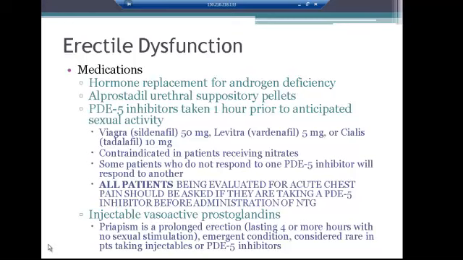And there is a specific note here. All patients being evaluated for acute chest pain in the emergency department, urgent care, wherever you are, should be asked if they're taking one of these drugs before you administer nitroglycerin, so you don't put them into congestive heart failure.